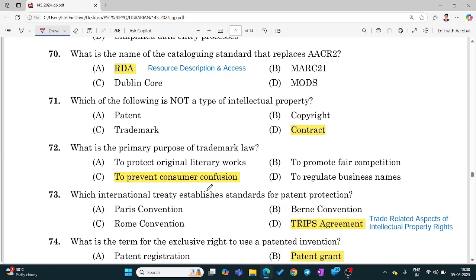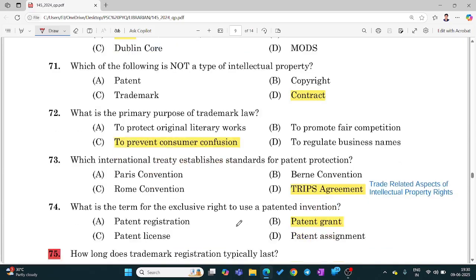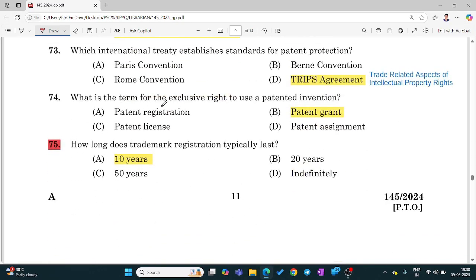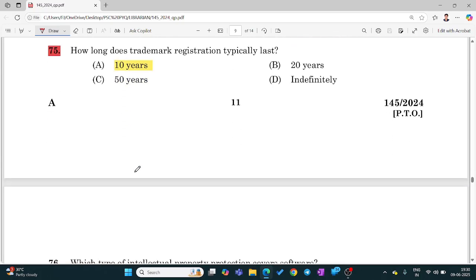Which international treaty establishes standards for patent protection? TRIPS agreement is the answer. What is the term for the exclusive right to use a patented invention? Patent grant.